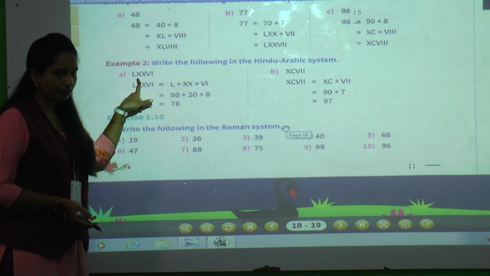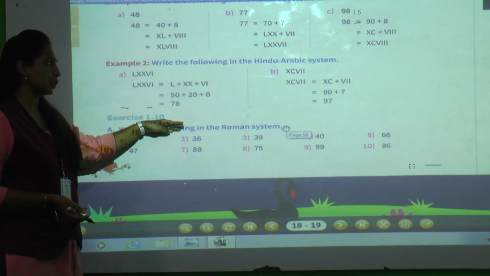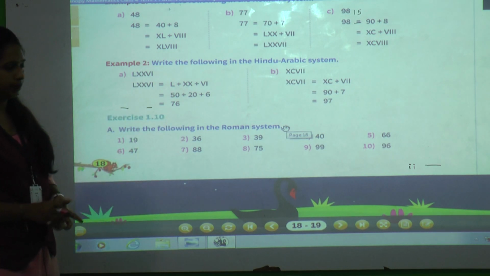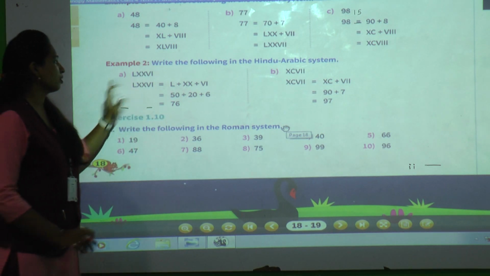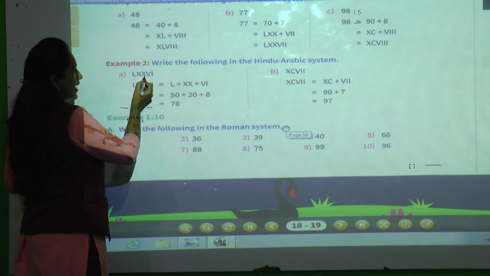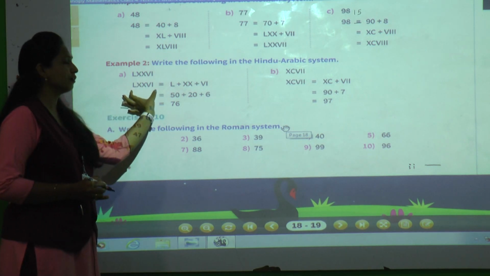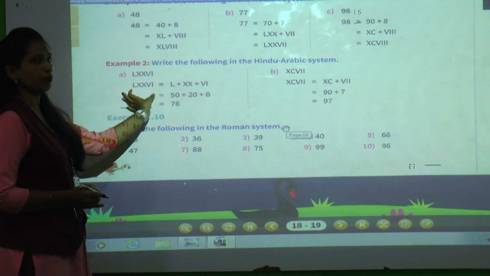They will give the Roman numbers. We have to write those numbers in the Hindu-Arabic system. Now see what they had given, LXXVI. Now we have to expand this Roman number.